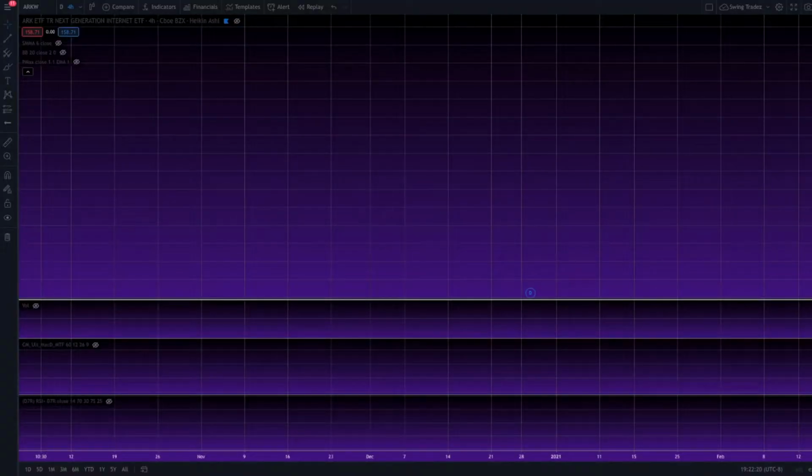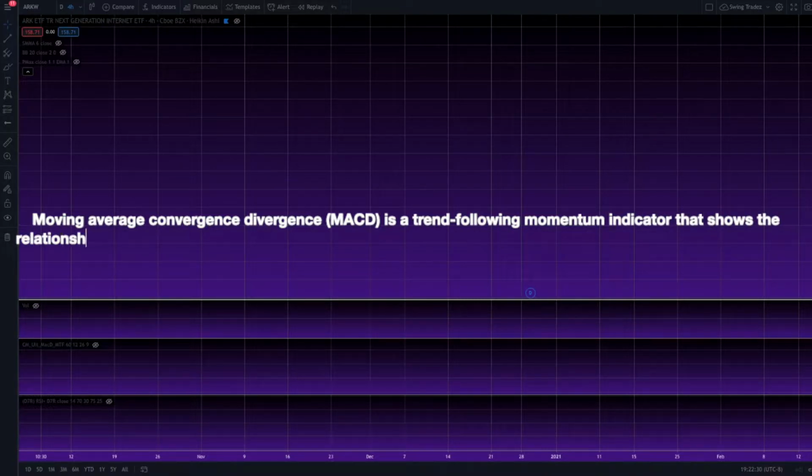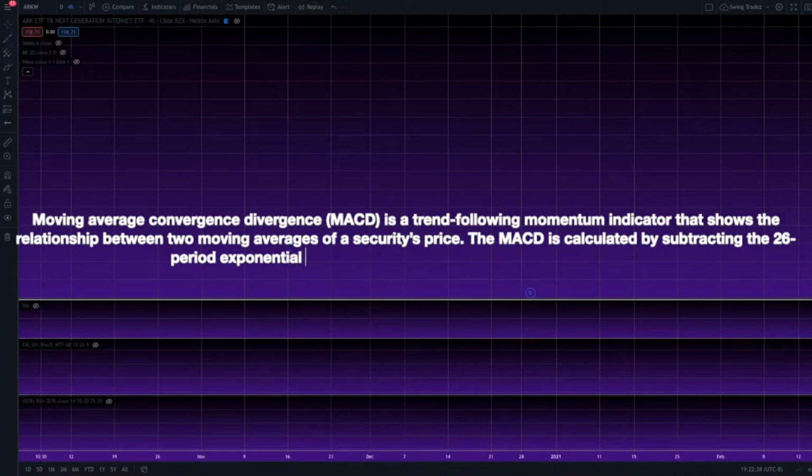And welcome back. We are going to go ahead and start with the MACD. The Moving Average Convergence Divergence, or MACD, is a trend-following momentum indicator that shows the relationship between two moving averages of a security's price. The MACD is calculated by subtracting the 26th period exponential moving average, or EMA, from the 12th period EMA.